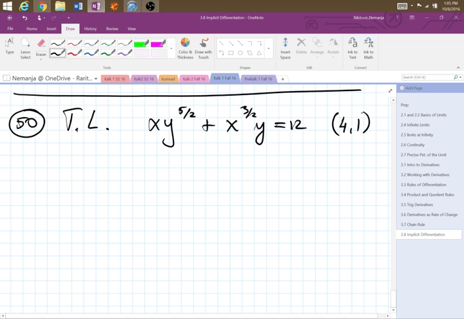So what do we have here? Two product rules. Very good. There are two product rules here.